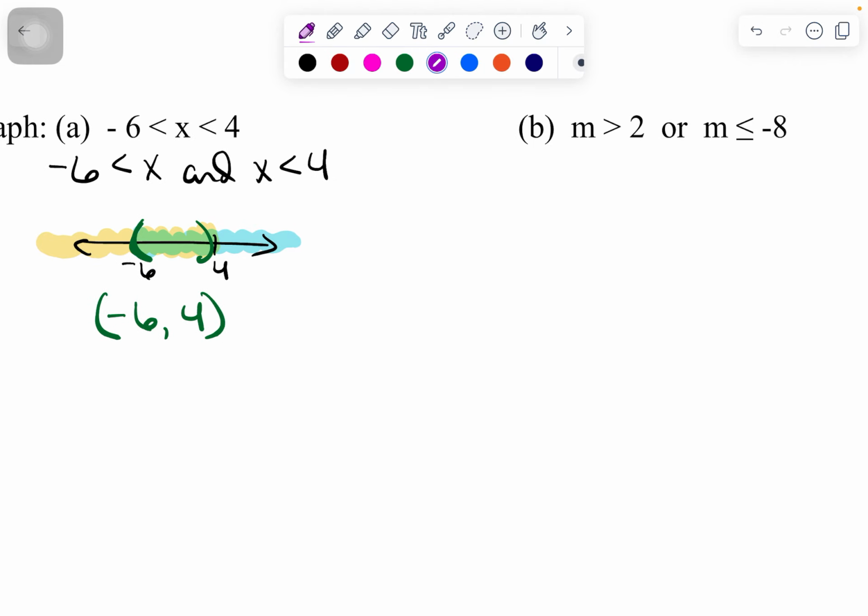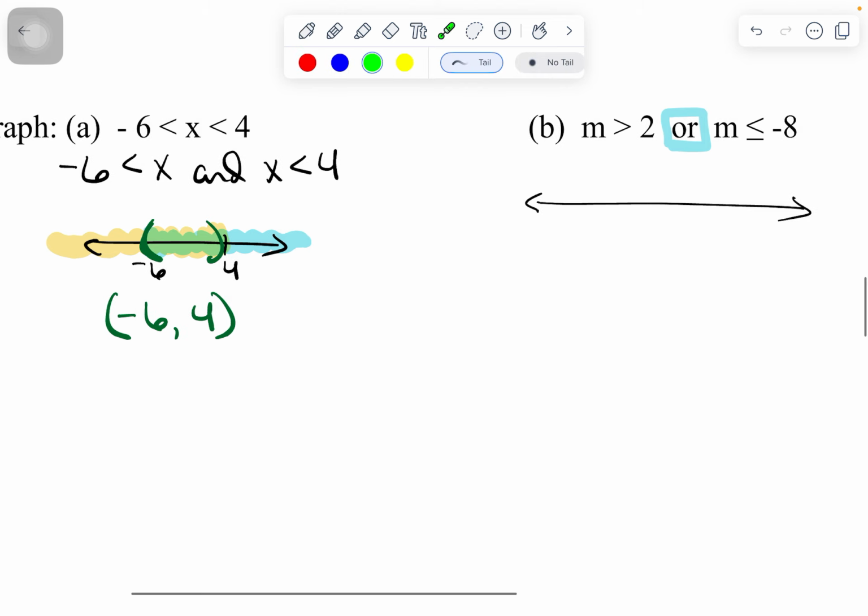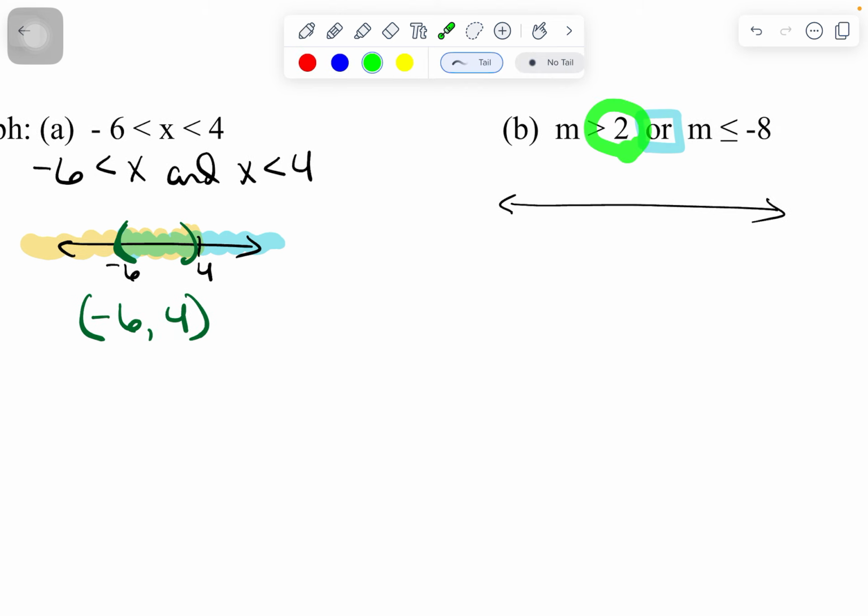Part B is a disjunction. How do I know it's a disjunction? Well, it literally says the word or between it. So let's see what we got for a number line here. Now, be careful because even though the number 2 is first in the disjunction, the number -8 is actually going to go first on your number line. All right, so we've got -8 and +2.